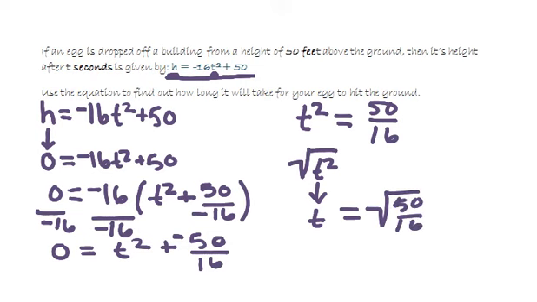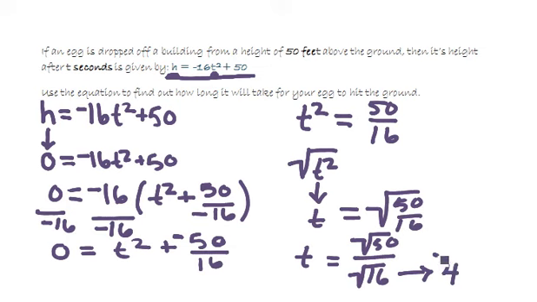Okay, the square root of 50 divided by 16 can also be written as the square root of 50 divided by the square root of 16. Again, this equals t. Now the easy part of this to take care of is the bottom. We already know the square root of 16 is simply 4. The top part, again, is a little more complicated.